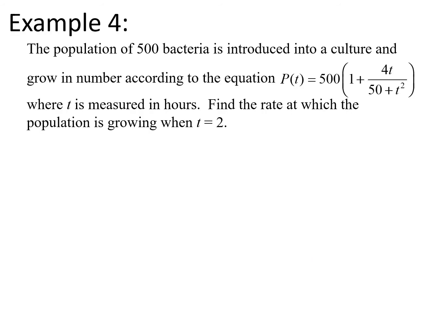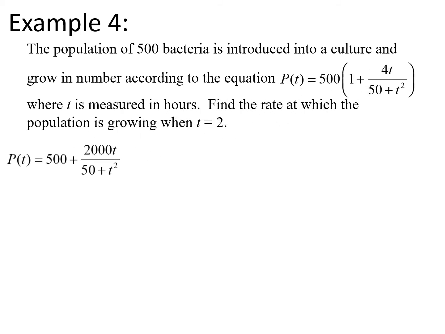All right, and here's an application problem. A population of 500 bacteria is introduced into a culture and grows in number according to the equation P of t equals 500, parentheses 1 plus 4t divided by 50 plus t squared, where t is measured in hours. Find the rate at which the population is growing when t equals 2.